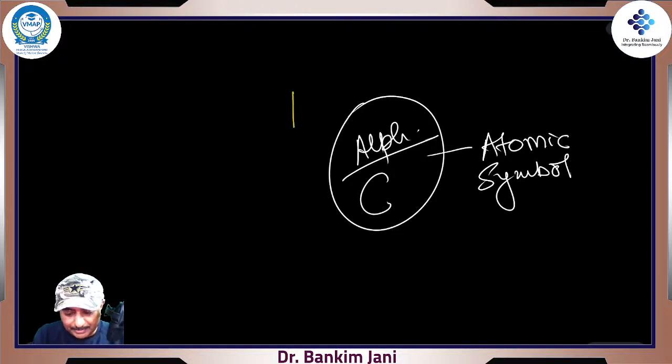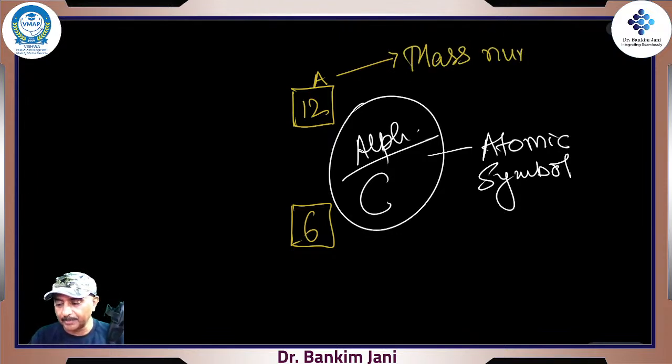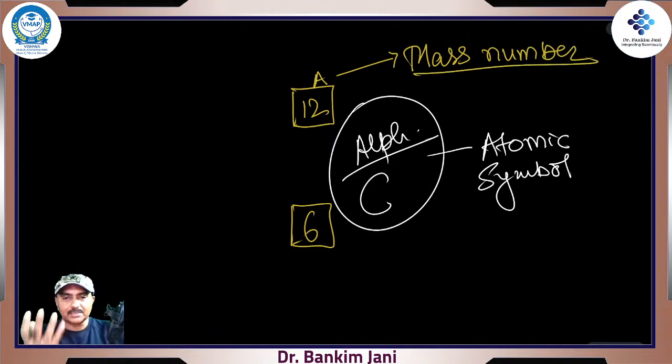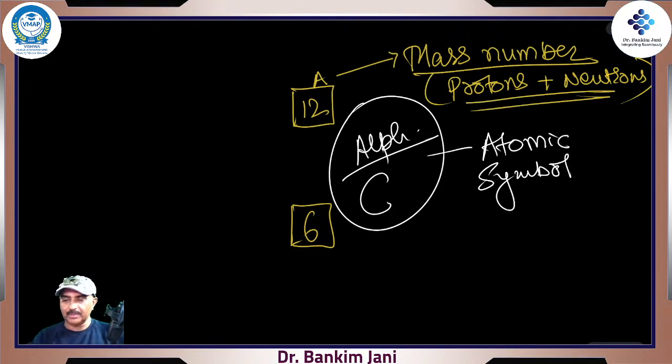Then there is a number which is written over here. For every element we write it like this: for carbon, we write 12 over here, and then 6 here. So what exactly is this 12? Normally represented as A, it is the atomic or mass number. And what is the mass number? It is the mass of the nucleus, and the nucleus consists of protons plus neutrons. That is what gives the mass number.